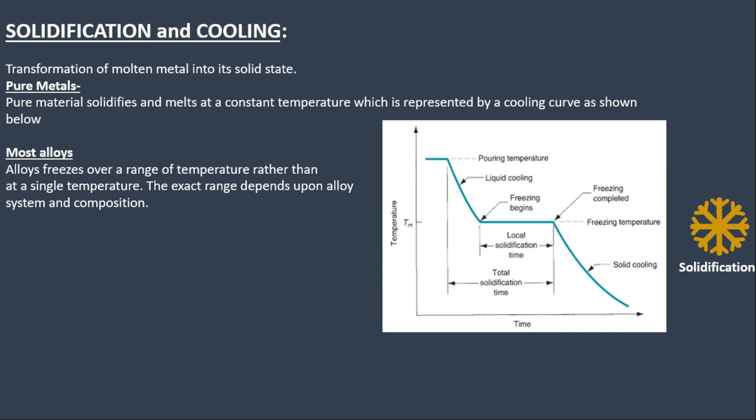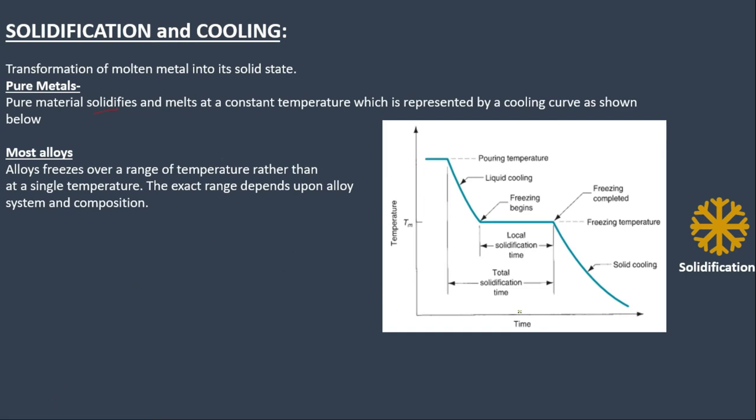So we can have two kinds of material in the casting process. Either we are performing the casting of a pure metal or we are performing the casting of metallic alloys. In case of the pure material, as we know, pure material solidifies and melts at a constant temperature, which is represented in this curve.